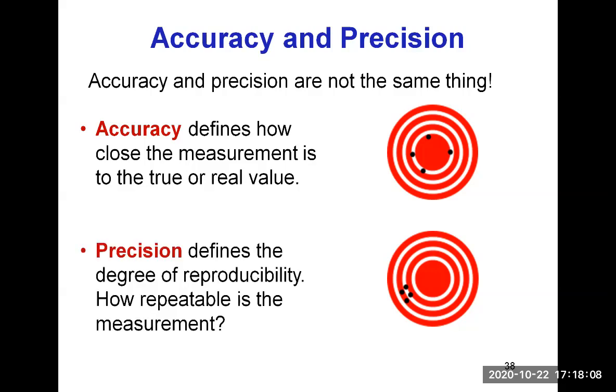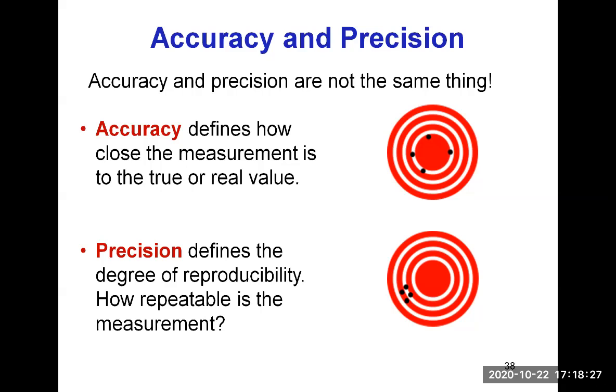Precision defines the degree of reproducibility. So how repeatable is the measurement? So are you able to always get a measurement that is very close to the previous measurements? If you are able to have measurements very close to one another, then you are very precise.